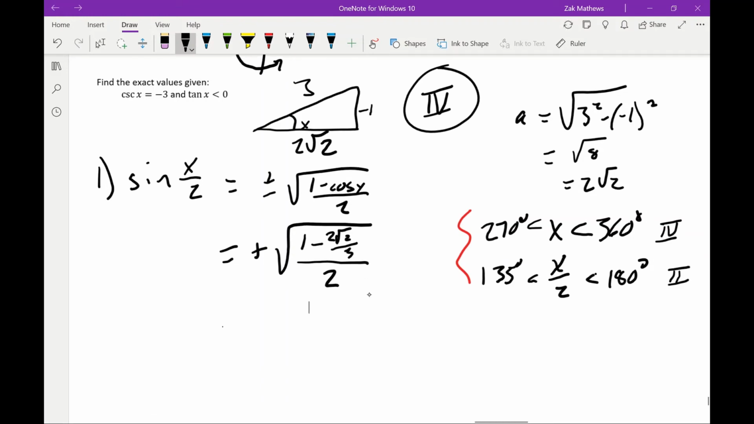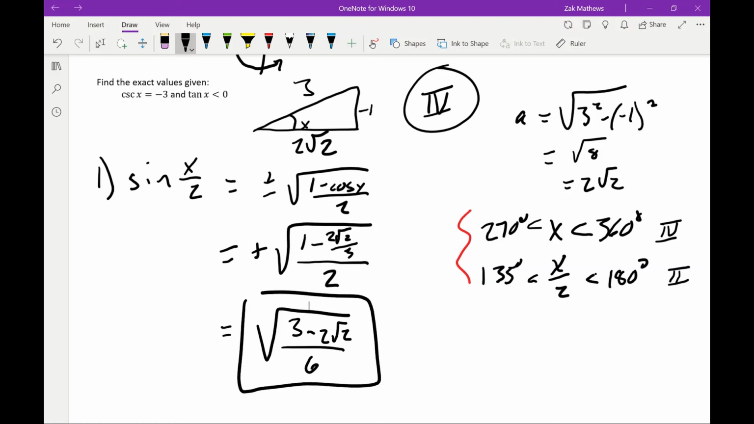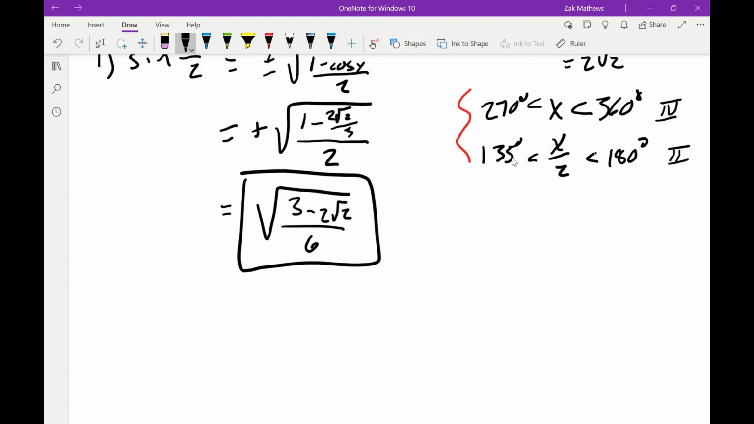From here, I'm just going to do a little bit of simplification. I want to get rid of the fractions within fractions. So I'm going to multiply top and bottom by 3. I'll have 3 minus 2 square roots of 2 over 6. And that's it. That's my answer. There we have it. Let's take another example.